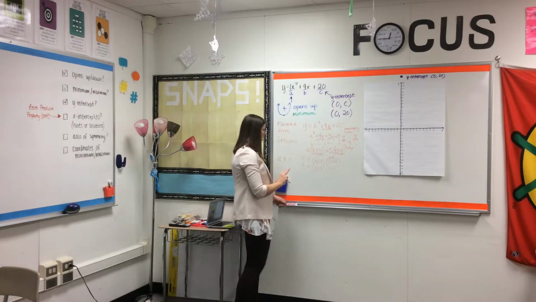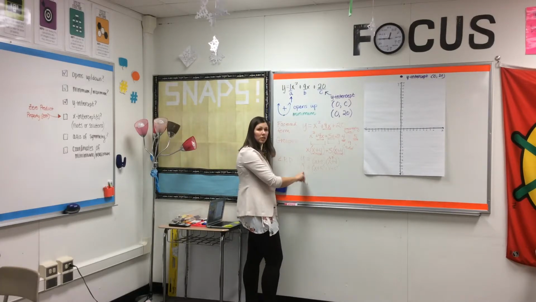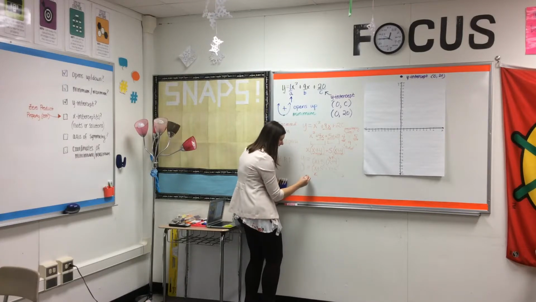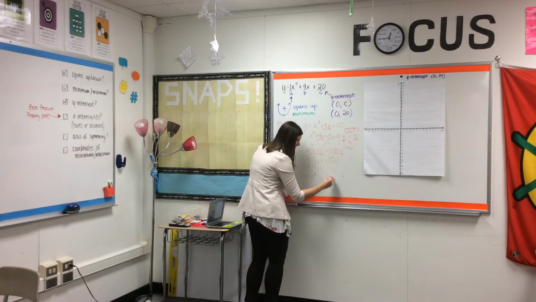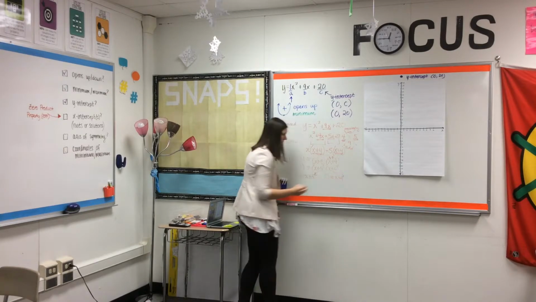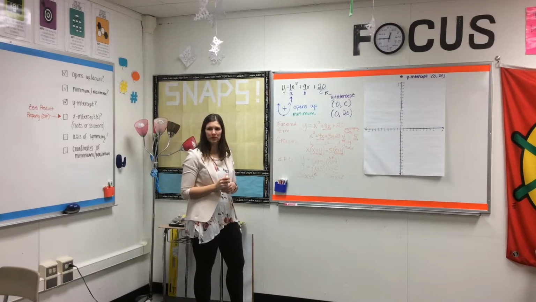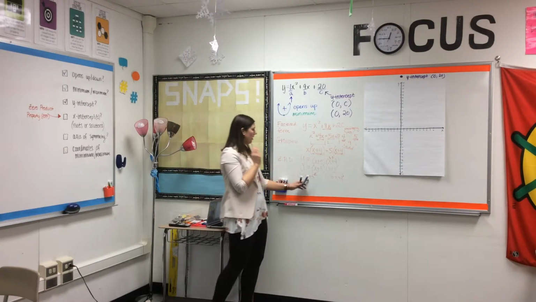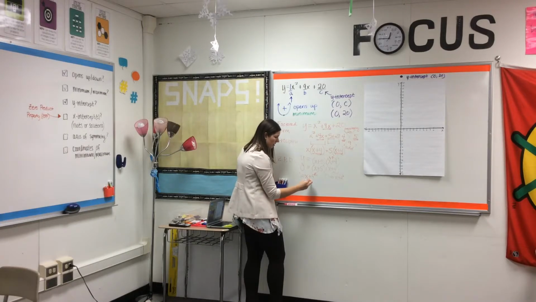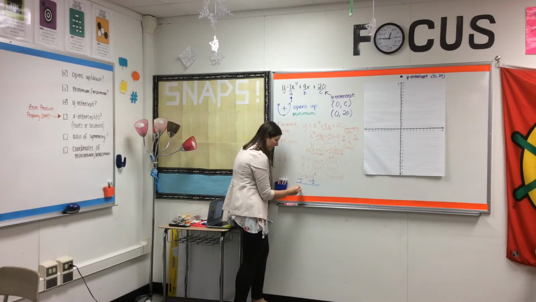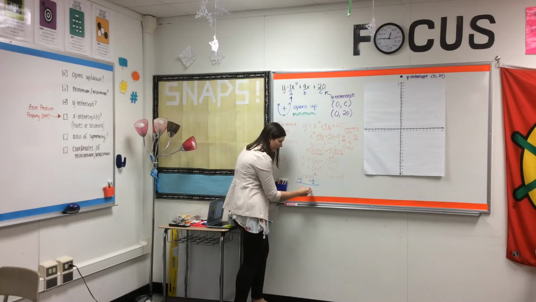Now we talked about how, okay, if two things multiply to get 0, either one of them or both of them have to be 0. So I'm just going to set each of these equal to 0. So how do I get x by itself here? What do I do? Subtract 5. Beautiful. So my x-intercept over here ends up being negative 5.